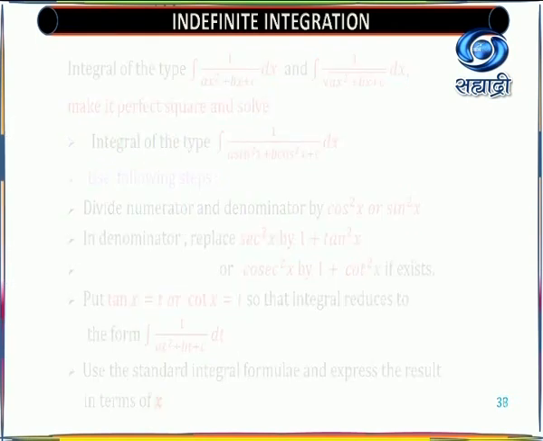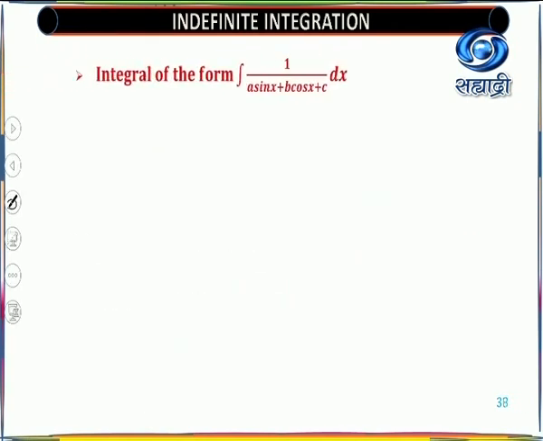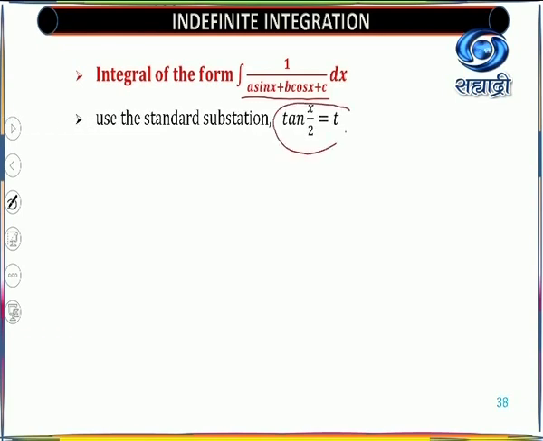Okay, so now next is nothing but integrals of the form where there is no square term. You have a sin x plus b cos x plus c dx. In this form, you have to use the half angle substitution. Why half angle? Because there is no square. By the half angle formula only you are able to get the square terms. So look at here.